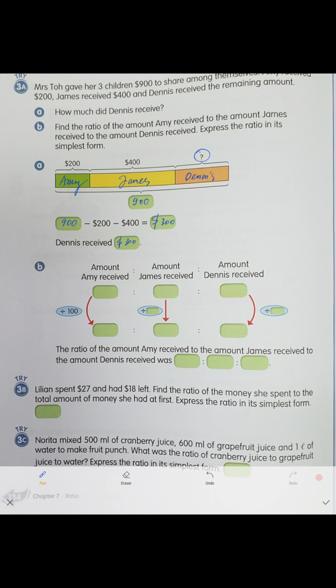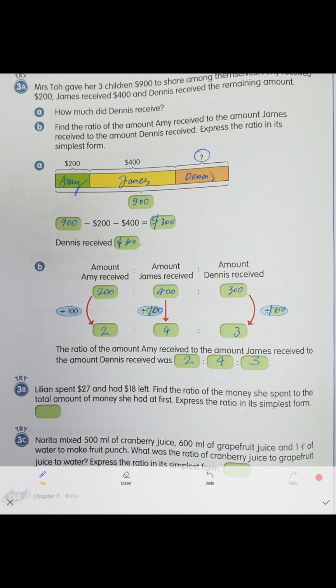So there was A. Find the ratio. Well, for the ratio, we just write the amount of money they get, right? Amount of money Amy received was 200, right? James received 400. Okay? And Dennis received, we just found it, 300, right? And we simplify our ratio. We divide everything by 100, right? They tell us, divide everything by 100. 200 by 100 is 2 to 4 to 3. And this is our answer. The ratio was 2 to 4 to 3.